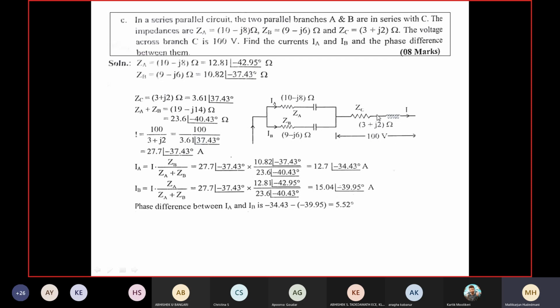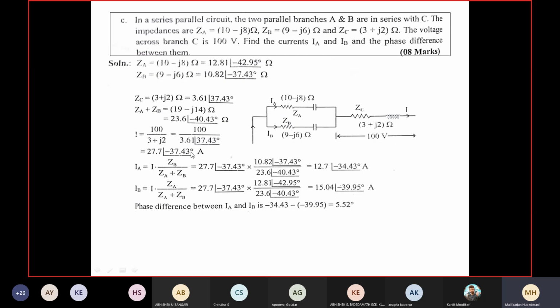If I know the total current, what are IA and IB? It is a current division. Recall the DC circuit you have done. Current division: IA is I Z2 divided by Z1 plus Z2, like the combination we have done. The same thing we will do here. Look into this. I equals 100 divided by 3 plus J2. I can get the total current. Then the current through this branch is the total current, what is entering here, not leaving here, I into the opposite impedance, I into ZB divided by ZA plus ZB.